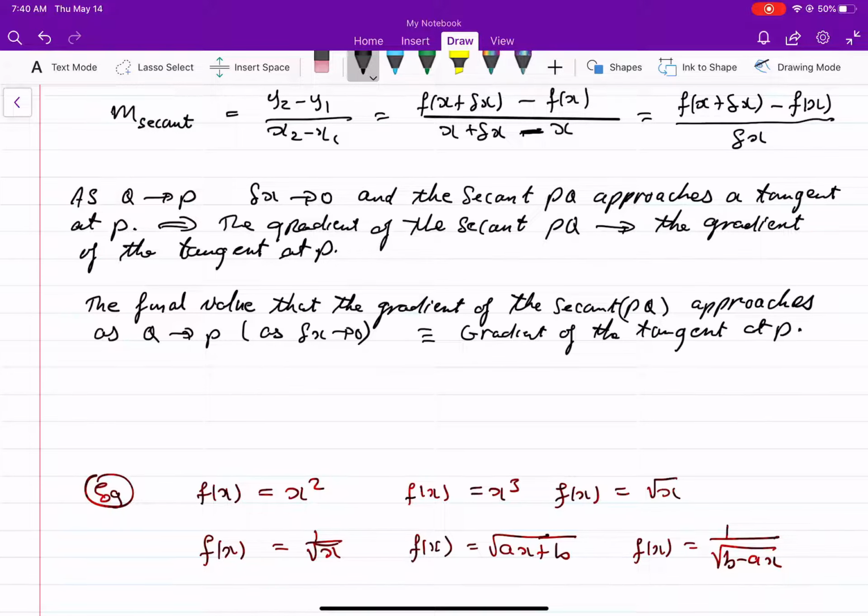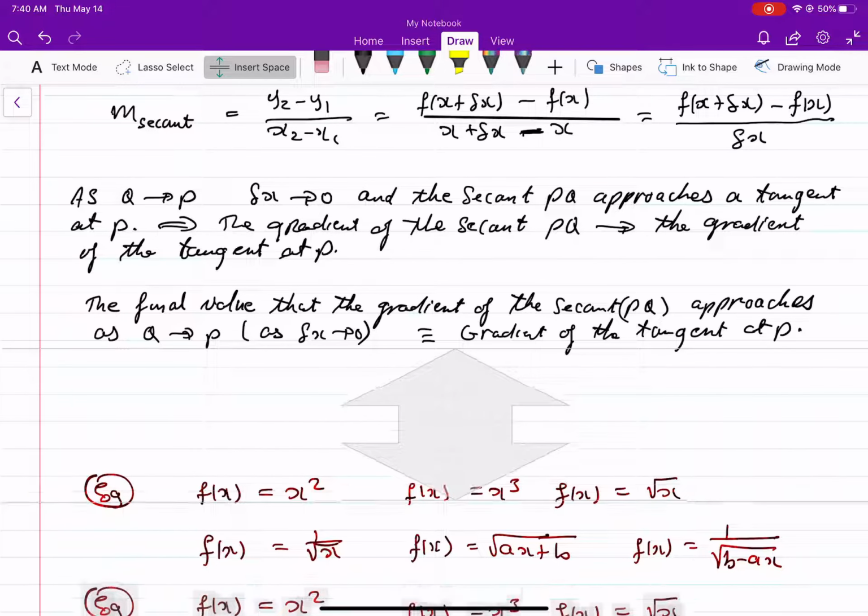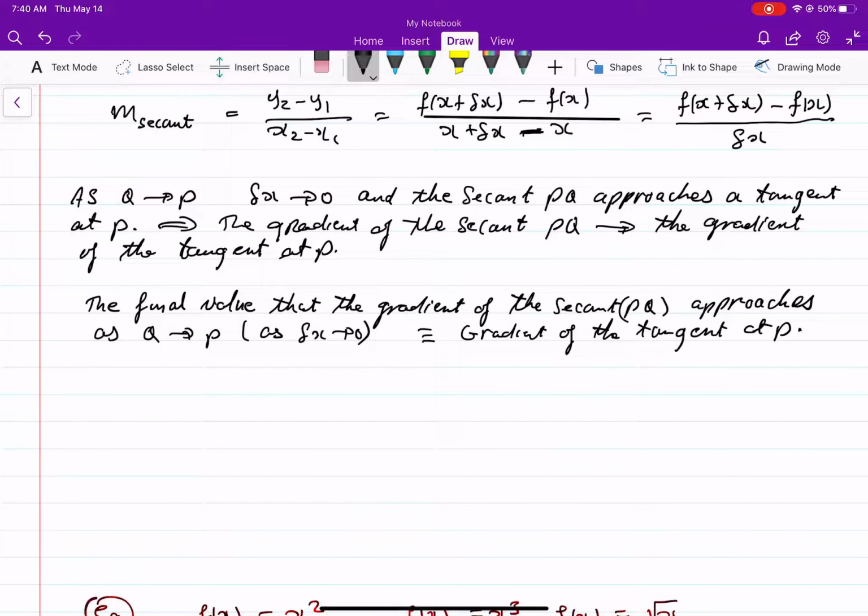All right, well, everything I've written there is in standard English. Is there an equivalent mathematical way that I can say the same thing? Is there an equivalent mathematical way that I can say the final value that the gradient of the secant approaches as delta X approaches 0, as Q approaches P? Well, it wasn't coincidental that the topic that just came before this was limits.